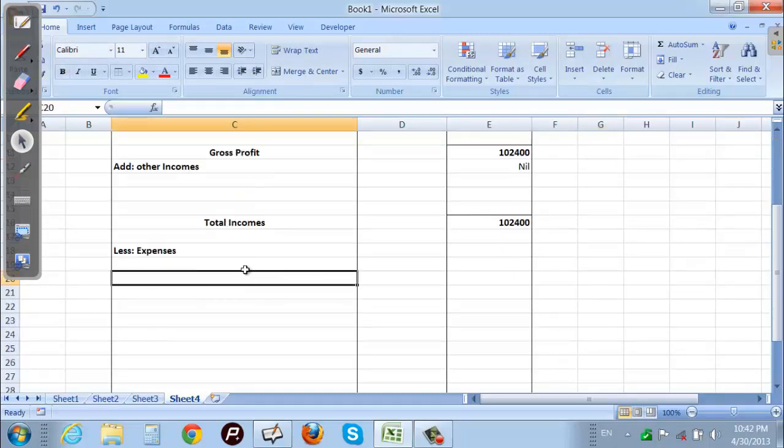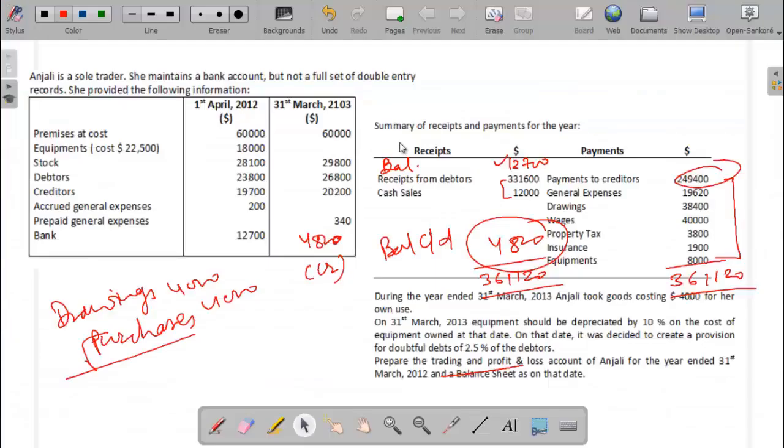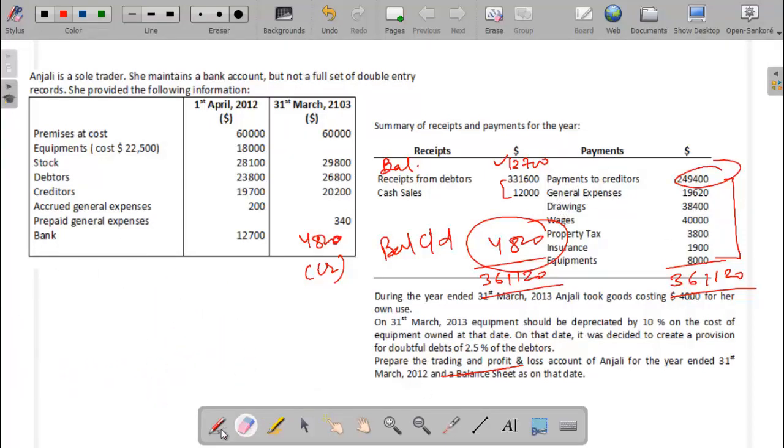So let's see. To find out the items of expenses, we will see the payment side of the cash book. If you see the payment side of the cash book, we will find journal expenses, and the amount of journal expenses paid is 19,620. Let's see if there is any adjustment regarding journal expenses. Regarding journal expenses, on the first day there is outstanding journal expenses. So this is opening outstanding, we will subtract this, because this we paid during the year, and as this amount belongs to the previous year, that's why we have to subtract.